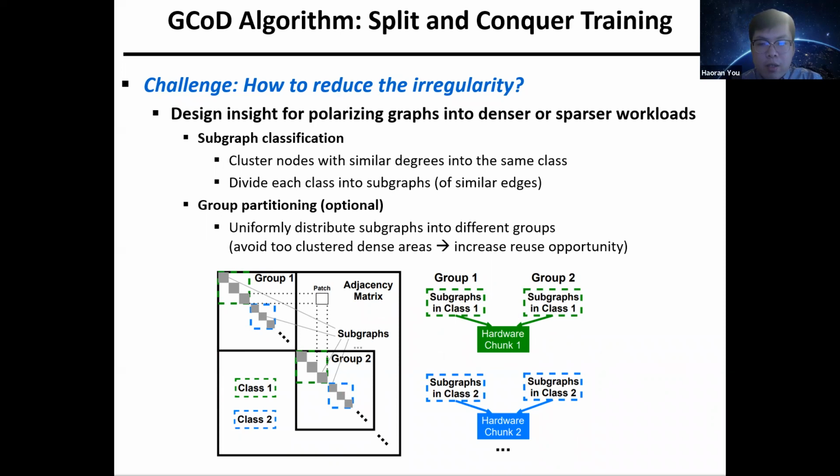In addition, we consider an optional graph partition step, where the subgraphs will be uniformly distributed into different groups. That can help to avoid clustering dense areas, so that it can increase the reuse opportunity between the denser branch and sparser branch.